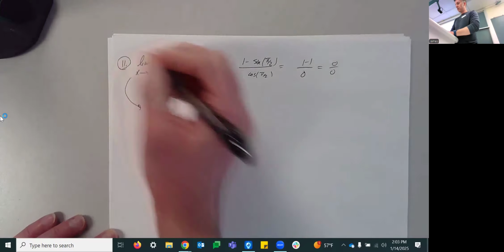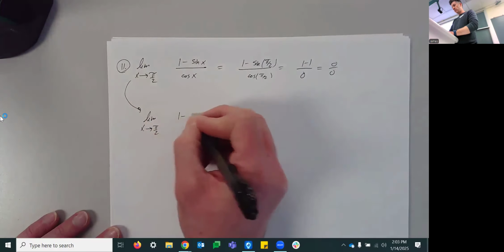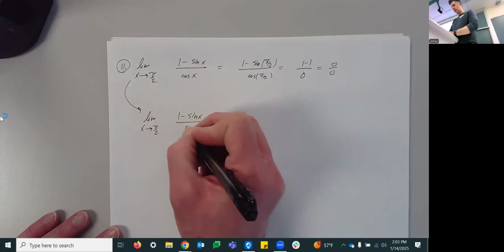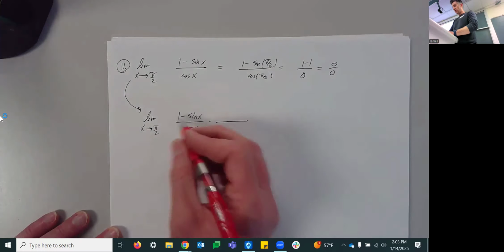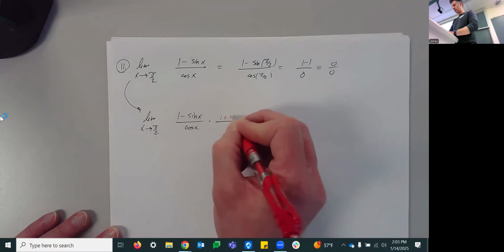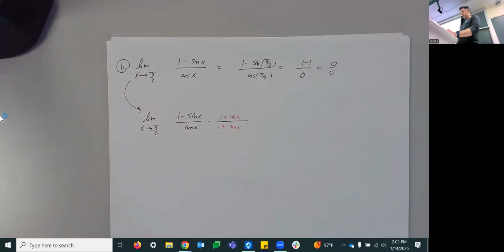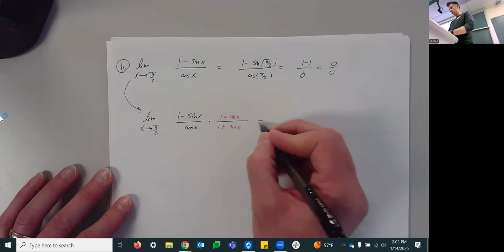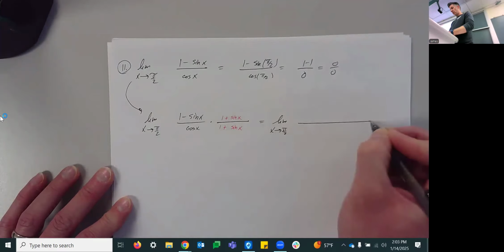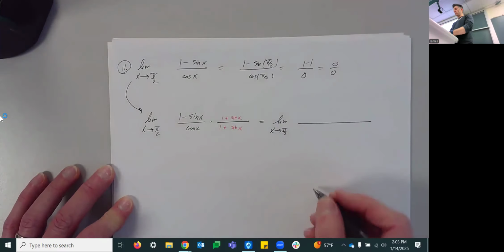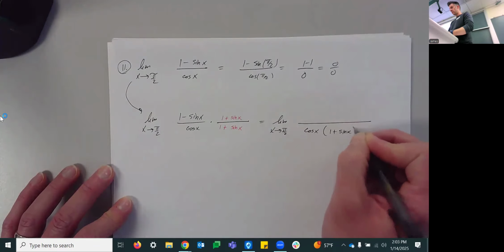So I'm going to write this as the limit as x approaches pi over 2 of 1 minus sine x over cosine x, and then we're going to multiply the top and bottom by the conjugate of 1 minus sine, which is 1 plus sine of x over 1 plus sine of x. Just like before, we don't multiply out the things that aren't conjugates. So in the denominator, we're just going to have cosine x times 1 plus sine of x in parentheses.